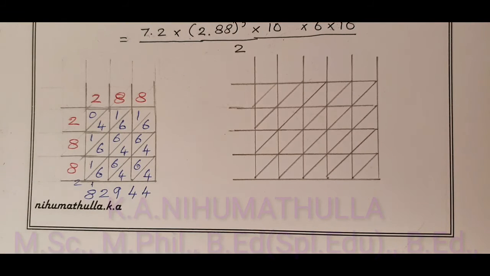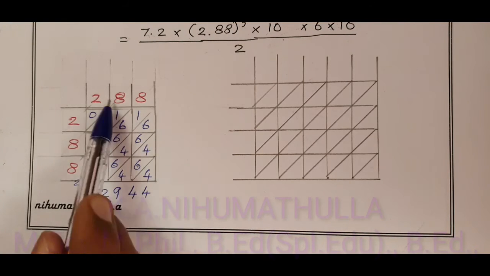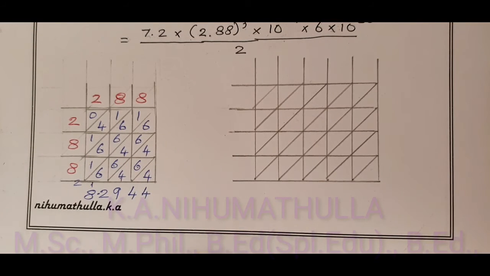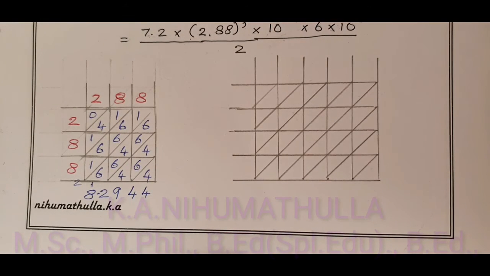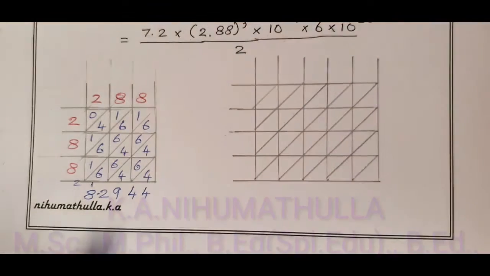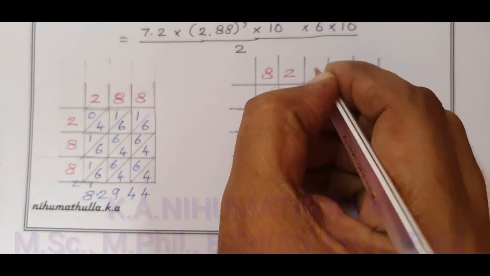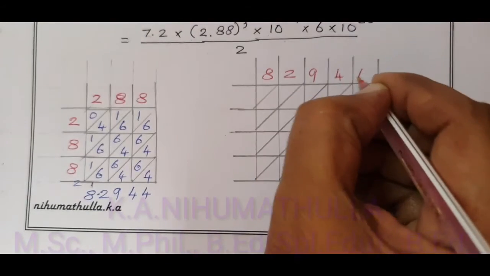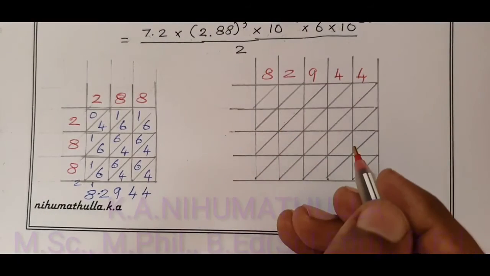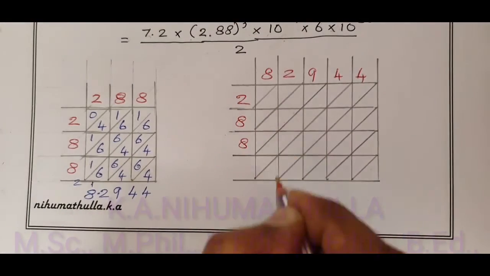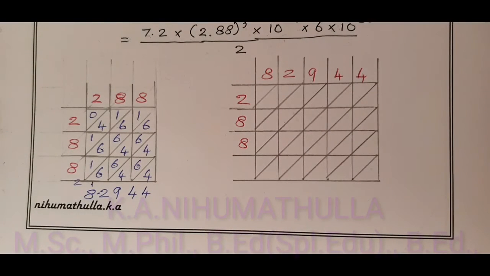How many digits do we have? 2.88: here 2 digits, here 2 digits, so 4 digits. So 8.2944. Now we are going to calculate the cube value. Write here that value, 82944. We have to multiply with 288. The last column is not required.